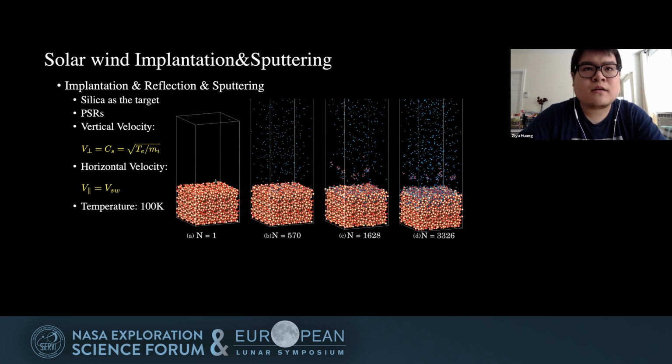The blue particles are hydrogen, and we continue to implant more hydrogen atoms. As the number grows, we can see more and more particles are reflected. This reflection of solar wind is consistent with observation by Kaguya and also Chandrayaan-1, but it's not a focus today. After we implanted about 3,000 hydrogen atoms, we can see the surface is almost covered by hydrogen atoms. And there are even some water molecules that are sputtered from the surface by the incoming ions.